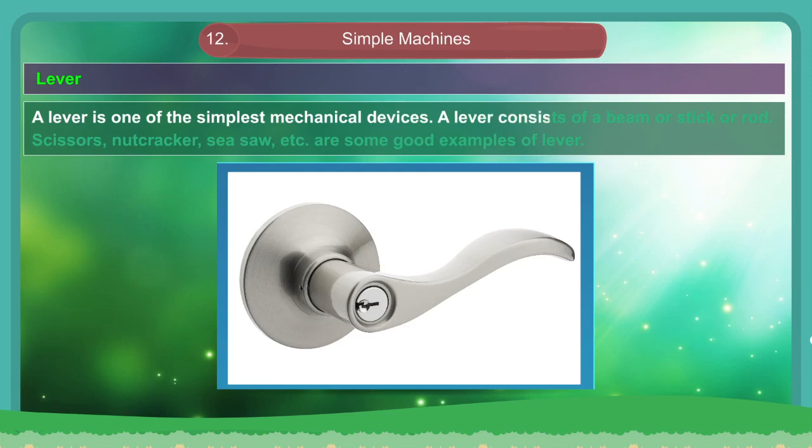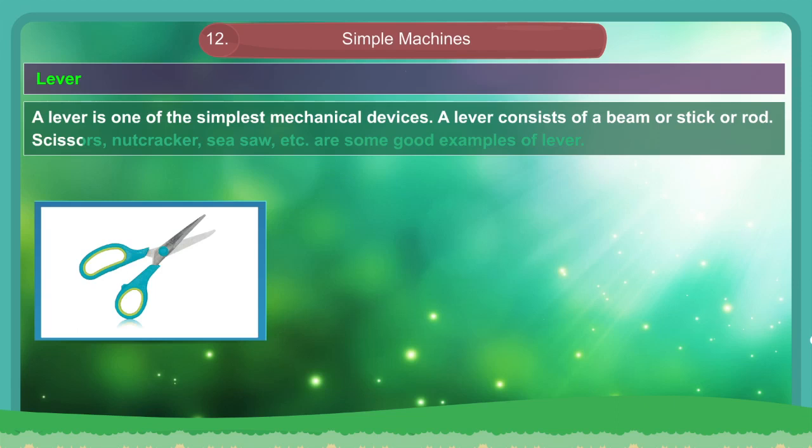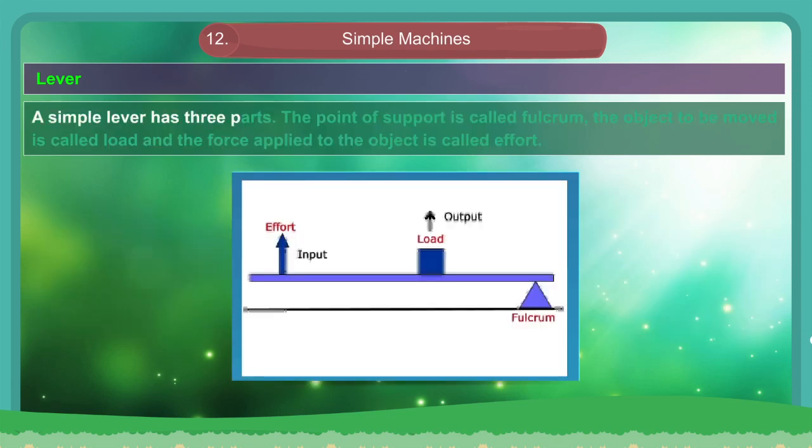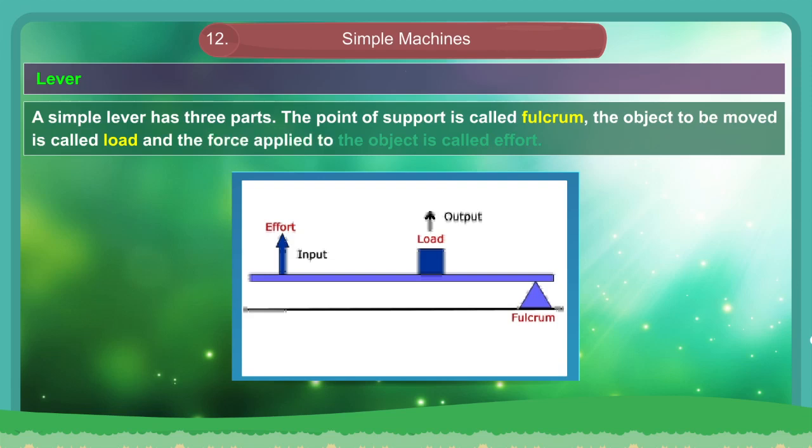A lever consists of a beam or stick or rod. Scissors, nutcracker, seesaw, etc. are some good examples of lever. A simple lever has 3 parts. The point of support is called fulcrum. The object to be moved is called load, and the force applied to the object is called effort.